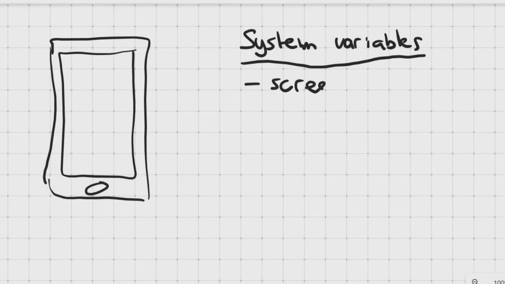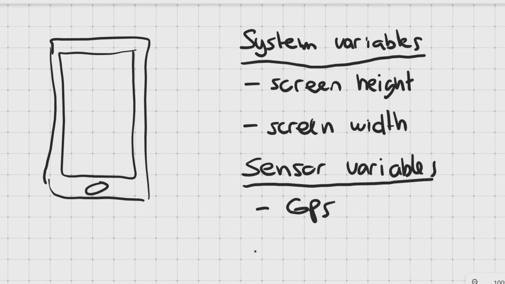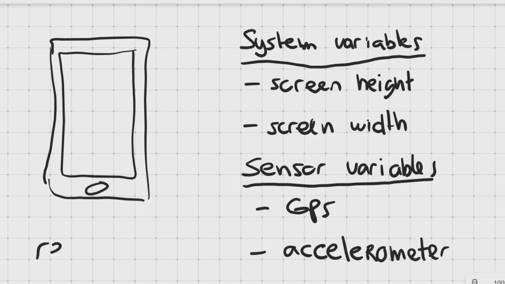There are two types of special variables in AppGyver. There are system variables, which are defined by AppGyver. It's all about information about what is running on your device. So there's screen height, there's screen width. These are read-only, so you can't change them, but they update when those parameters change on the device. The other type is sensor variables like GPS or the accelerometer. Again, these are read-only, and that's true for both. You can only use them when your device is active, and then you can read this data and use it in your apps.